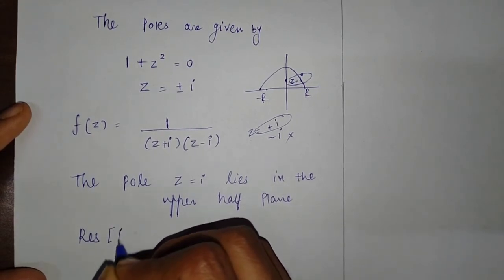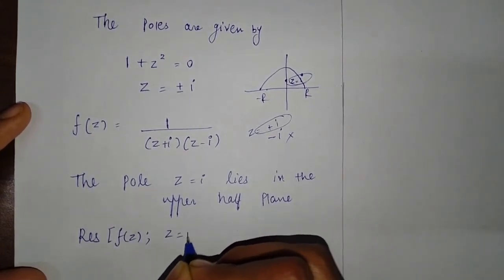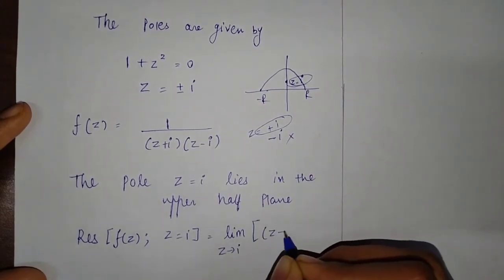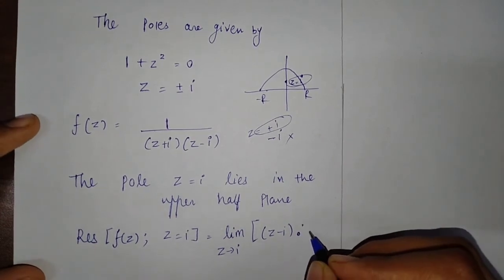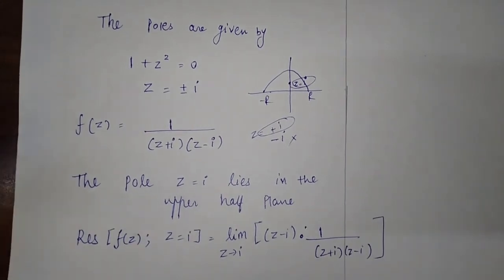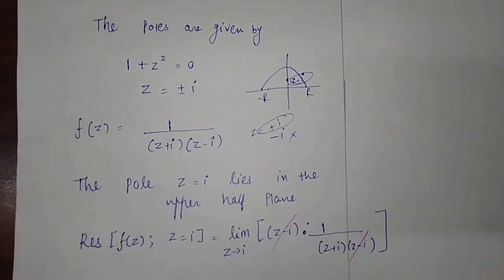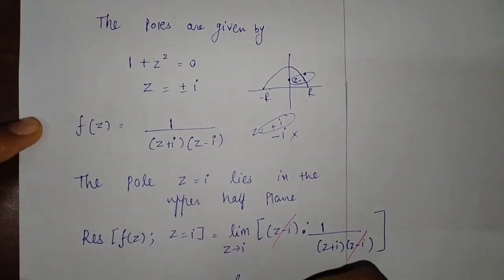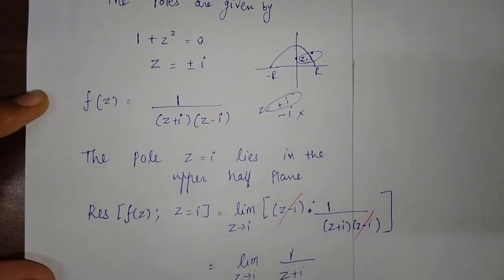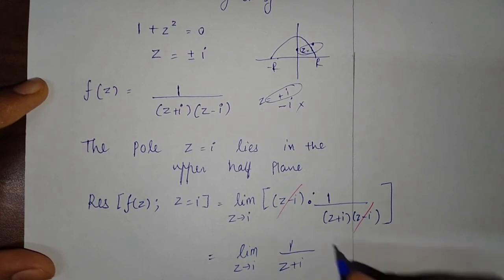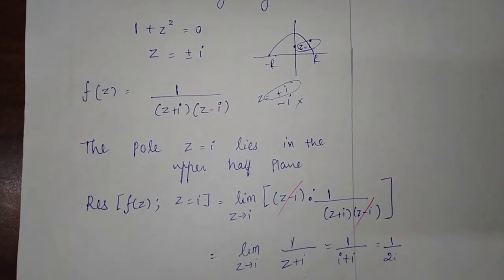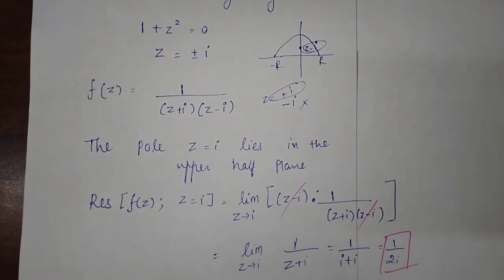So the residue at z equal to i will be limit z tends to i of (z minus i) into the given function. So the function is 1 by (z plus i) into (z minus i). So we can see that again both the terms will get cancelled, and we will get limit z tends to i of 1 by z plus i. And if I put the limit here, that is z equal to i, then I will get 1 by i plus i, and that is 1 by 2i. So we got the residue, that is 1 by 2i.